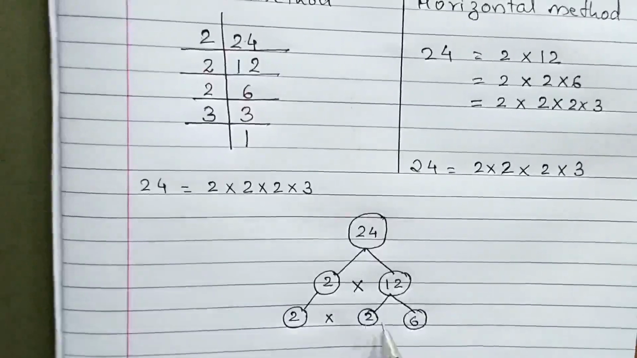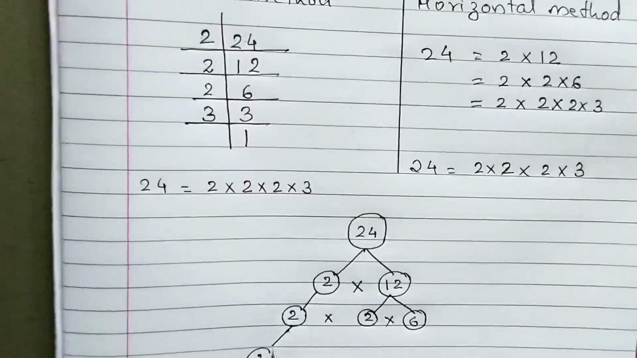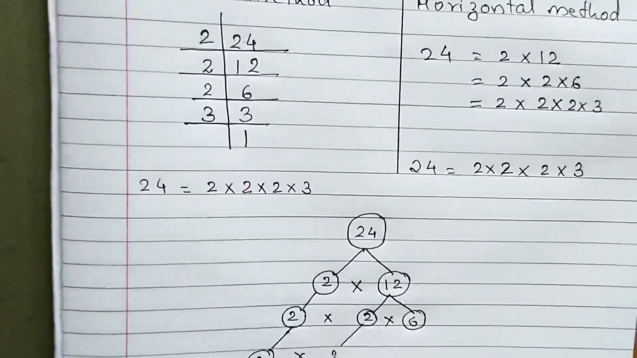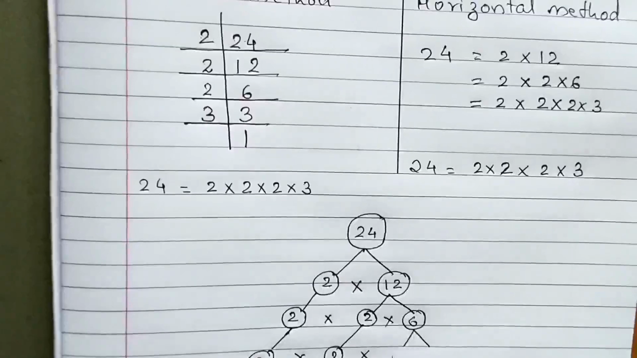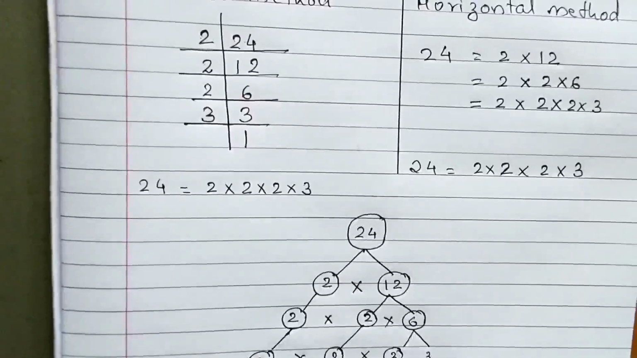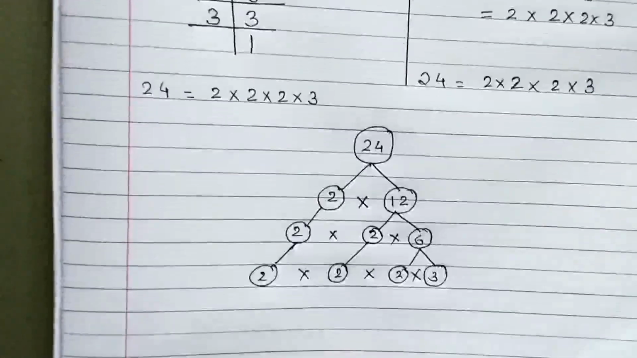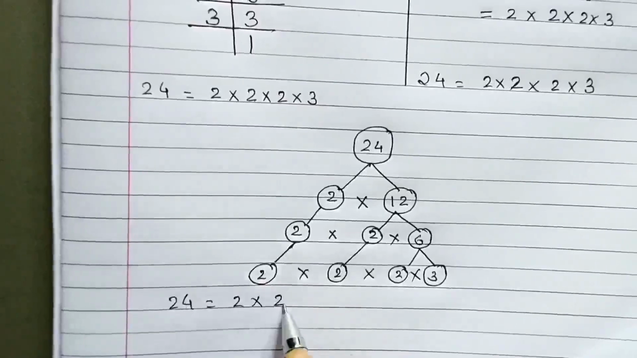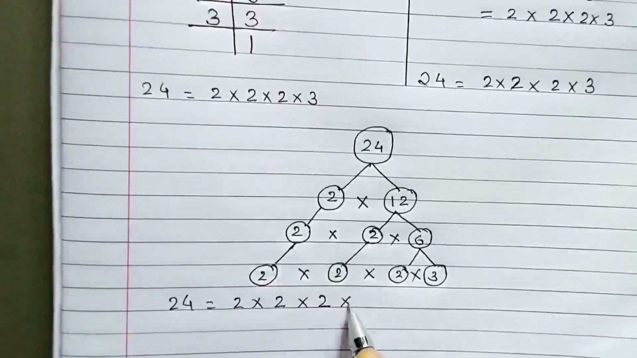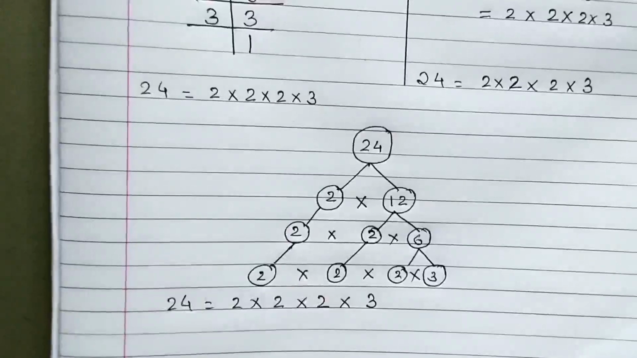Now, we have to further factorize this. This 2 remains as it is. This 2 also remains as it is because you cannot further factorize. They are already primes. This 6 can be written as, how will you write? 2 multiplied by 3. So you get the final writing. That is 24 is equal to 2 multiplied by 2 multiplied by 2 multiplied by 3. Whichever method you follow, you will get the same answer.